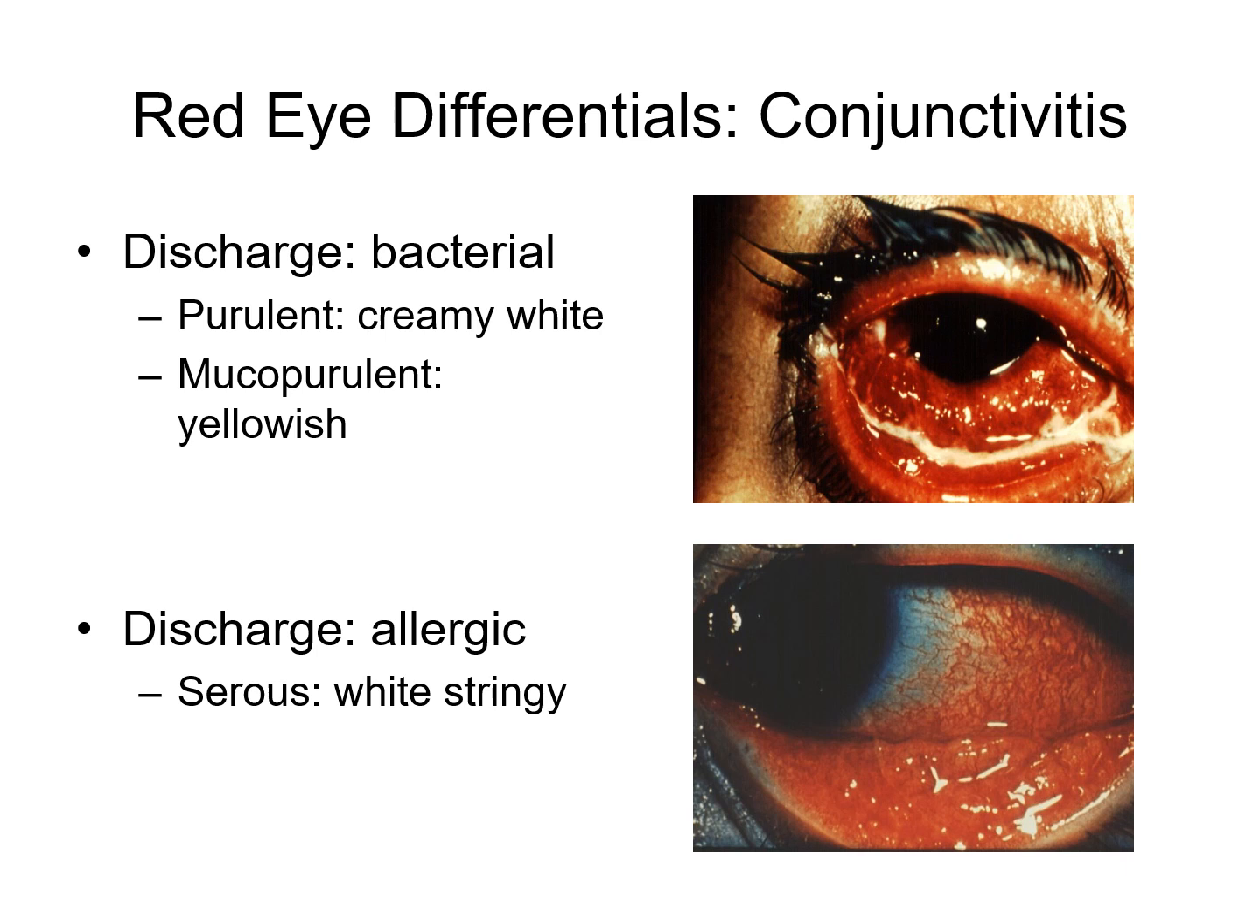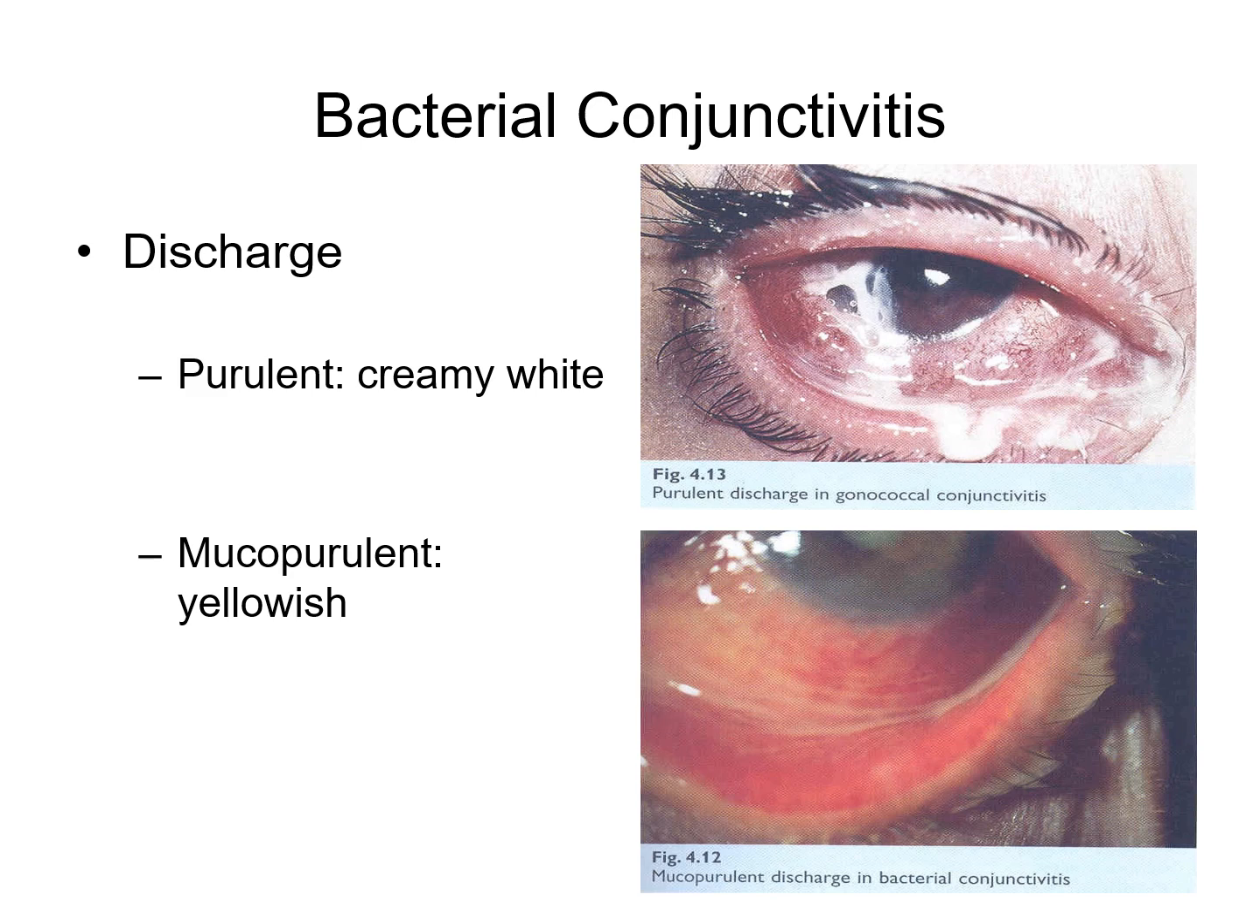With regards to infectious conjunctivitis, they can be differentiated by viral or bacterial etiology by their discharge characteristic. Viral conjunctivitis usually presents with watery, non-purulent discharge, while bacterial conjunctivitis presents with purulent, creamy, white discharge. This is another slide showing bacterial conjunctivitis in which we note purulent discharge.